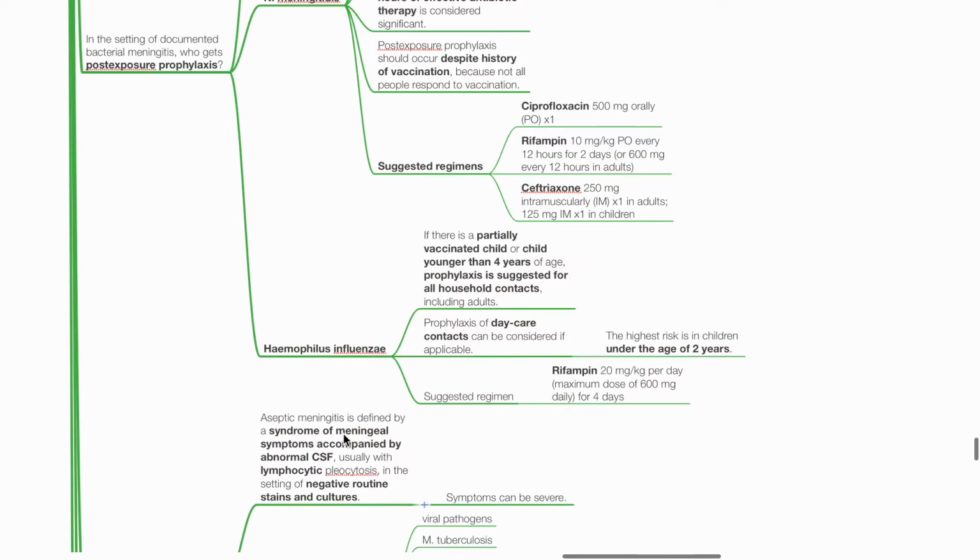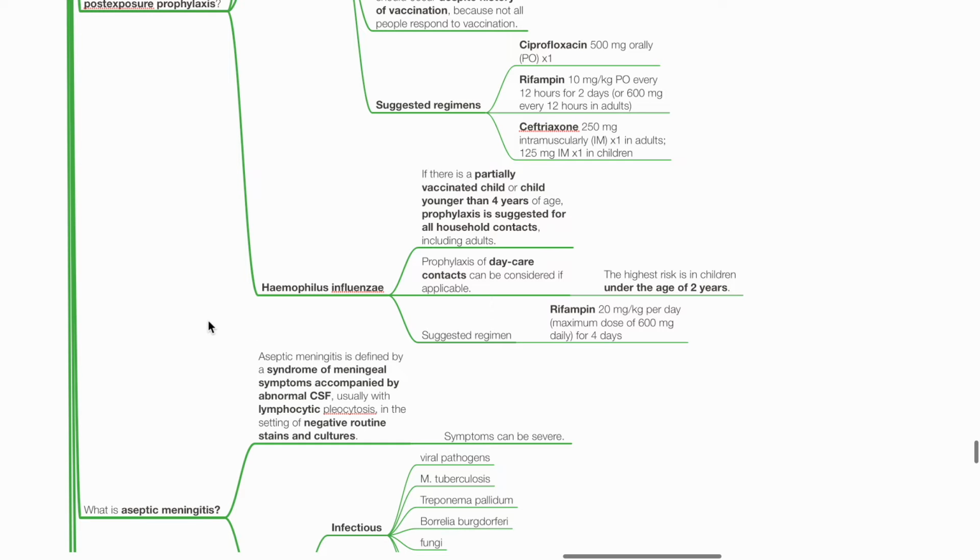For Haemophilus influenzae, if there is a partially vaccinated child or child younger than 4 years of age, prophylaxis is suggested for all household contacts. Prophylaxis of daycare contacts can be considered if applicable. Suggested regimen: rifampin 20 mg per kg per day for 4 days, maximum dose 600 mg daily.